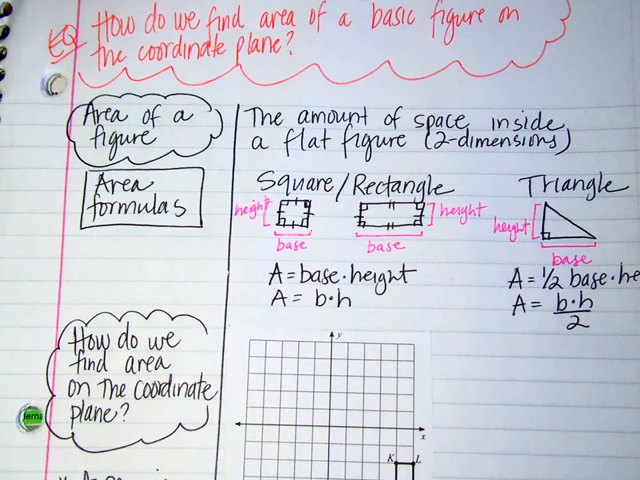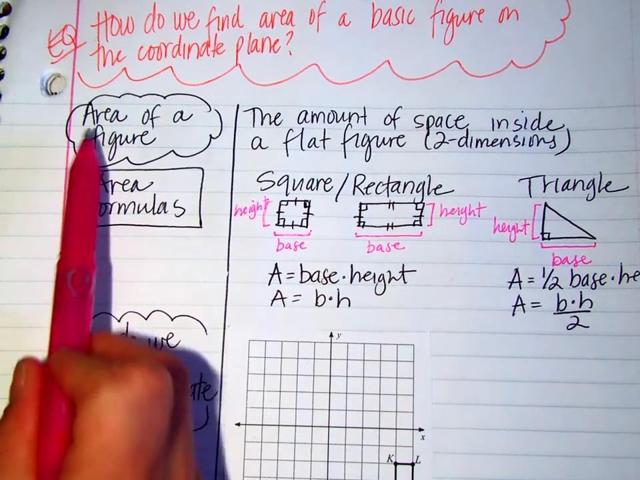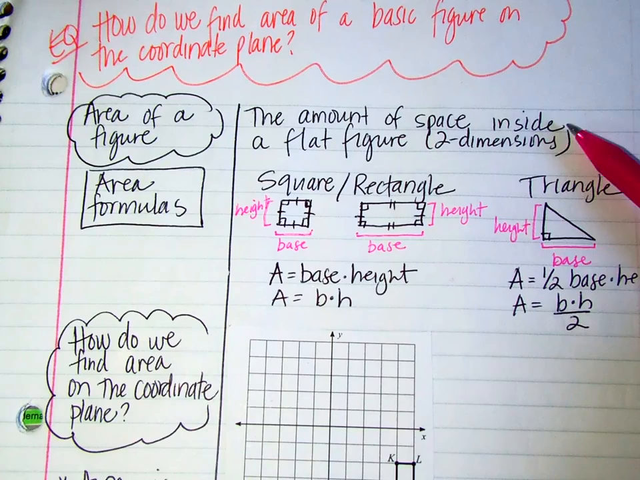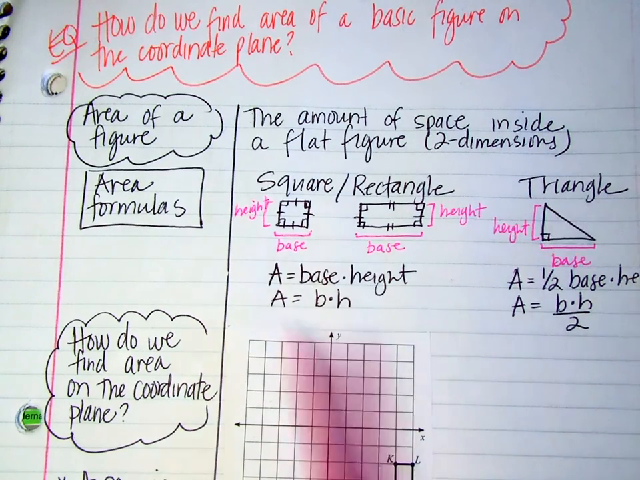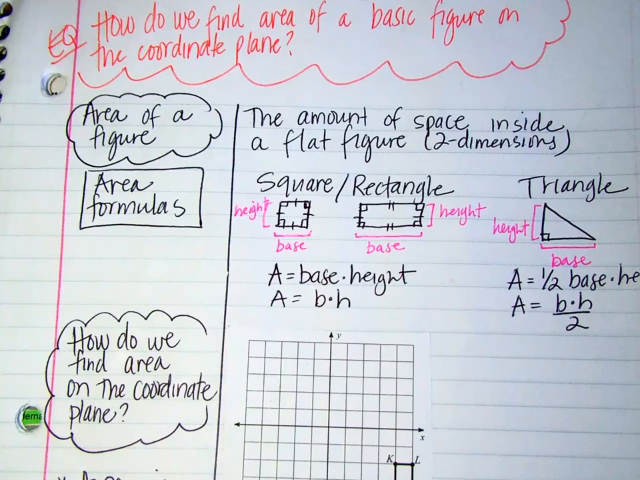All right, today we're going to be finding the area of basic figures on the coordinate plane. So in our previous video, we were talking about how to find the perimeter of a figure and of an irregular figure. Today we're going to be focusing on area, and area for us is going to be the amount of space inside a flat figure, so a two-dimensional figure. So any type of picture like this.